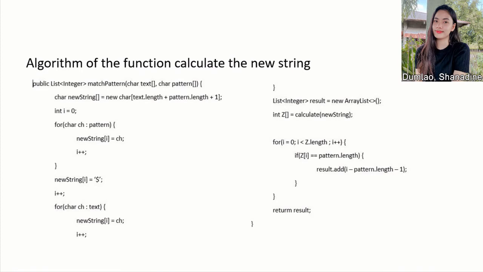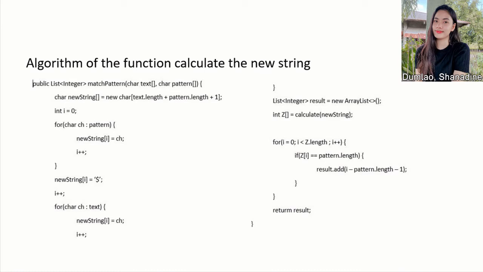In this algorithm, we need to create a new string whose length is the length of the pattern plus the length of the text plus 1. Then we add the characters of the pattern one by one into the new string. This $ sign will separate the text and pattern. Then we will add the characters of the text into the new string.